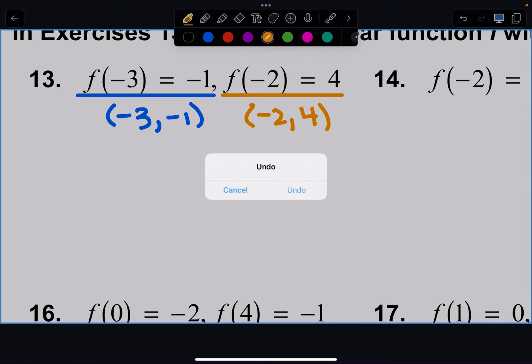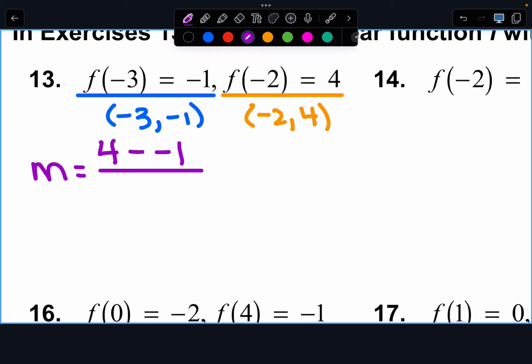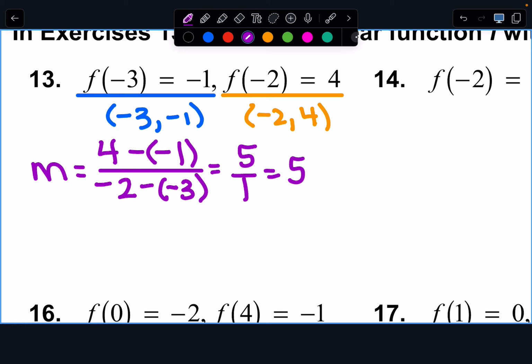We just have to find the slope. Making our own graph is a waste of time when we have m equals y2 minus y1 over x2 minus x1. 5 over 1. M equals 5. Is it just 4?